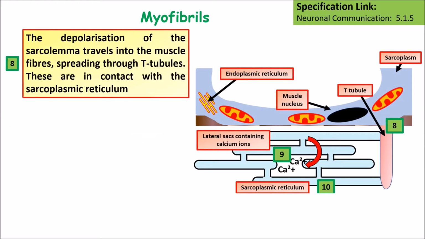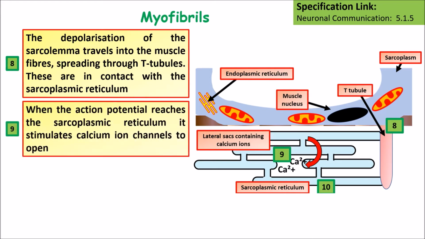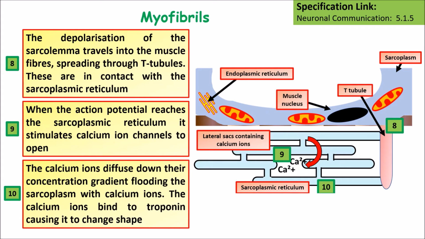The depolarization of the sarcolemma travels into the muscle fibers, spreading through T tubules. So these are in contact with the sarcoplasmic reticulum. When the action potential reaches the sarcoplasmic reticulum, it stimulates calcium ion channels to open. The calcium ions diffuse down their concentration gradient, flooding the sarcoplasm with calcium ions. The calcium ions bind to troponin, causing it to change shape.